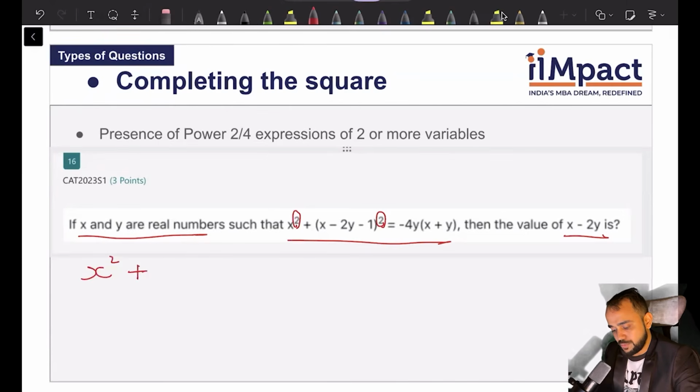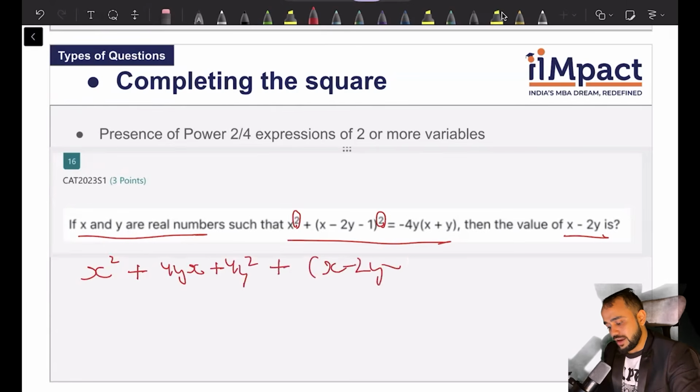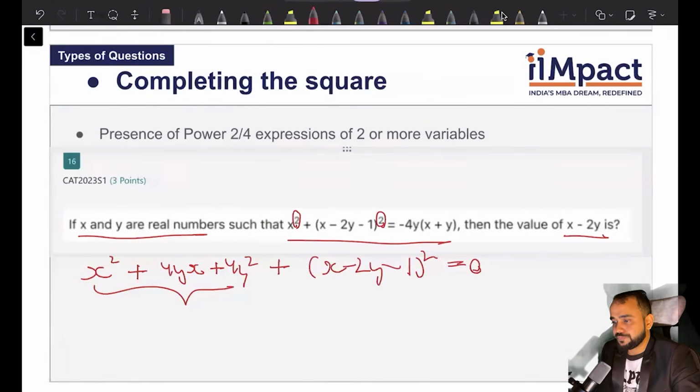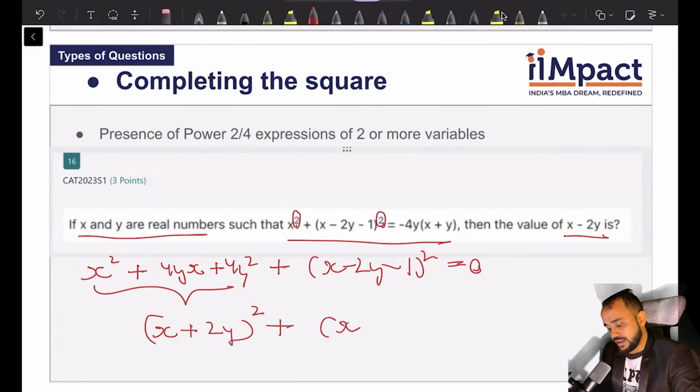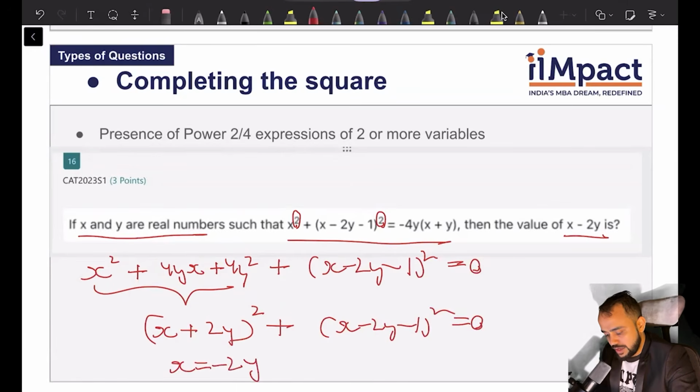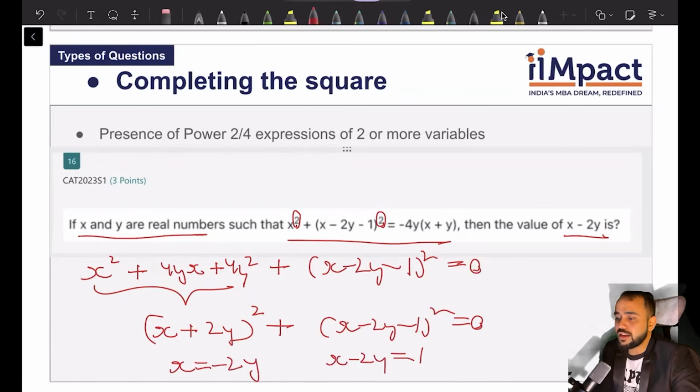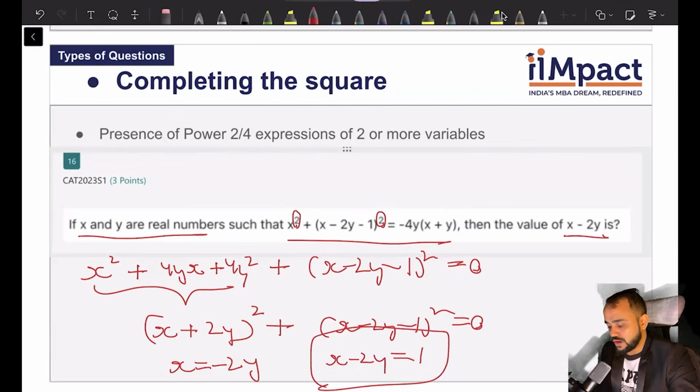So I have x square plus 4yx plus 4y square plus x minus 2y minus 1 whole square is equal to 0. Is this a perfect square? This is the perfect square of x plus 2y whole square plus x minus 2y minus 1 whole square is equal to 0. Sum of two squares is equal to 0, which means they are individually 0. So x is equal to minus 2y and x minus 2y is equal to 1. Find the value of x, find the value of y. You don't actually need that. You are already getting x minus 2y is equal to 1, which is what they had asked you for. So the answer is 1. So you don't need the individual values.